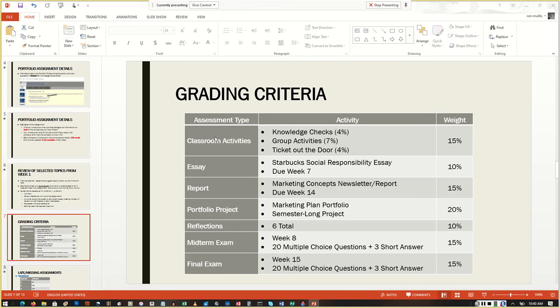Your Starbucks essay is due week 7. There's a report due week 14, and your marketing plan portfolio is all semester long. We started that with the identification of the 2 companies that you plan on writing about. So make sure that you're up to date on that, because it's going to be all throughout the semester. I'll give you the due dates and what's assigned by the due dates when the time comes.